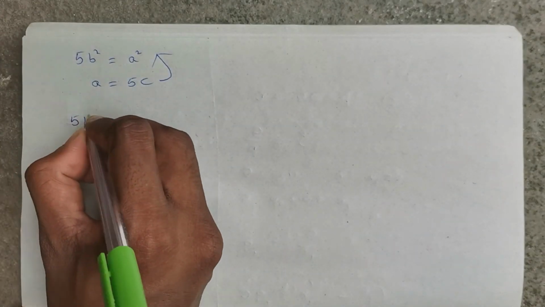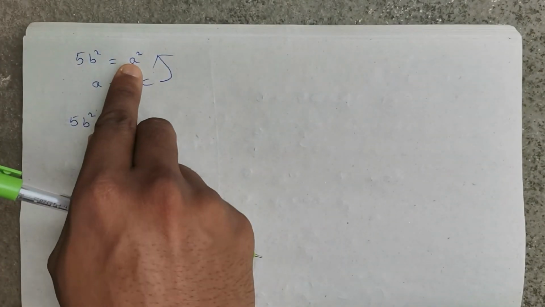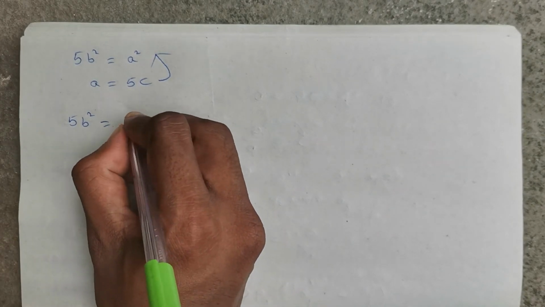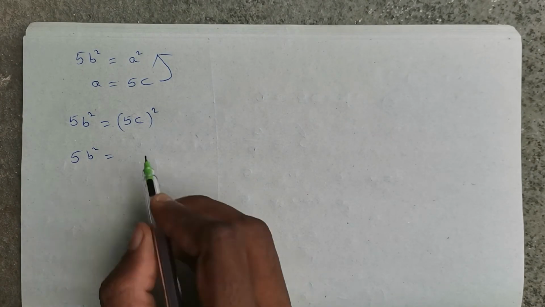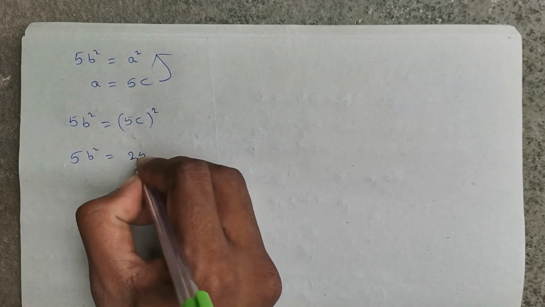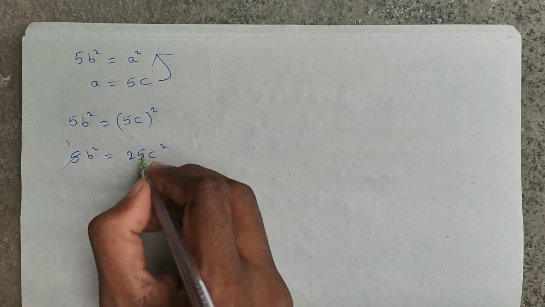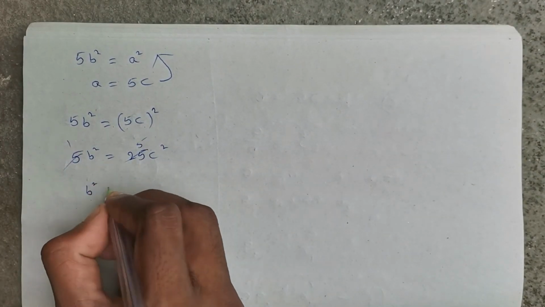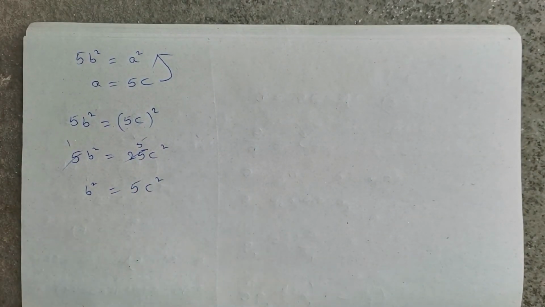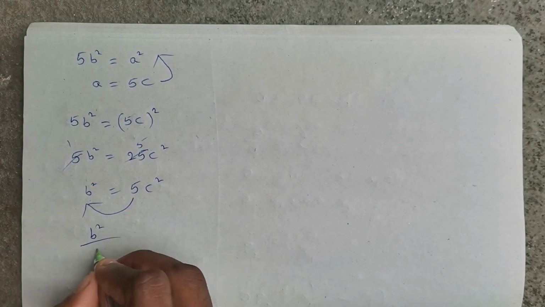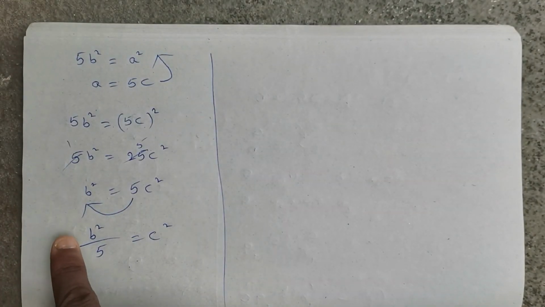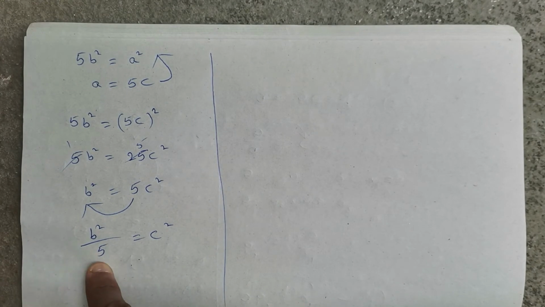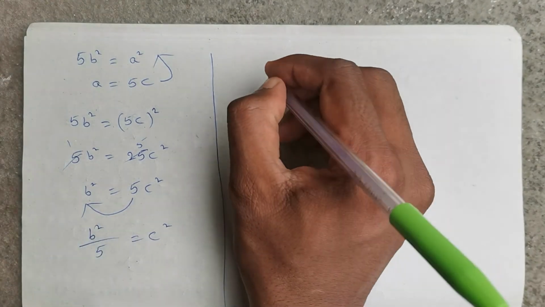5 b square is equal to, in the place of a, (5c) whole square. So 5 b square is equal to 25 c square. 5 ones are 5, 5 fives are 25. So b square is equal to 5 c square. Now this 5 I will take to the right side, so we get b square divided by 5 is equal to c square. This b square by 5 is in the numerical form. If you write this in statement form, 5 divides b square.